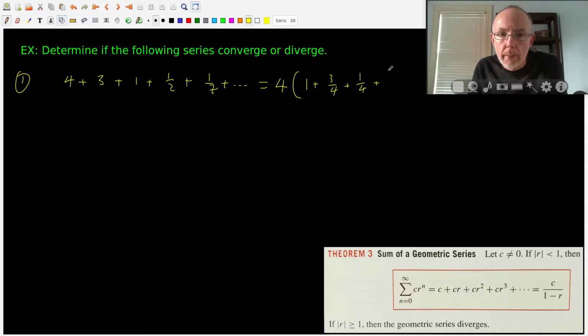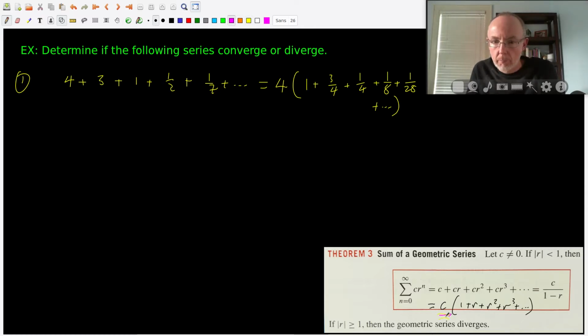then I'm going to have a 1/8, and the next one's going to be 7, what's 4 sevens? 4 sevens are 28, so 1/28 plus dot, dot, dot. Right? I ran out of room there. And so we look at that and we say, well, maybe this is a geometric series with C equal to the number out the front, so C is 4. And then the first term that's not just 1, that could be our R.